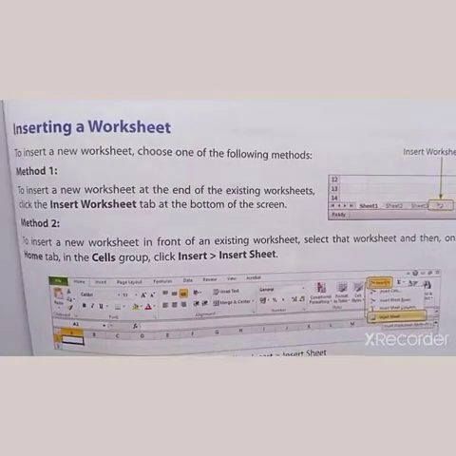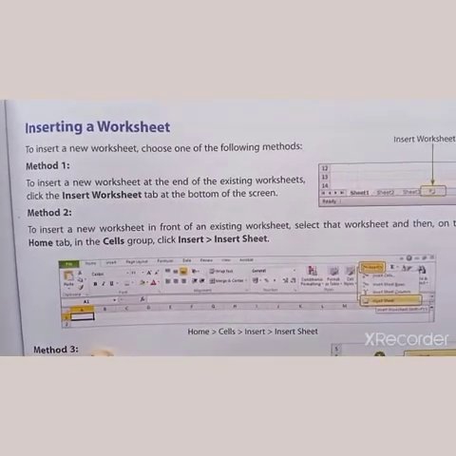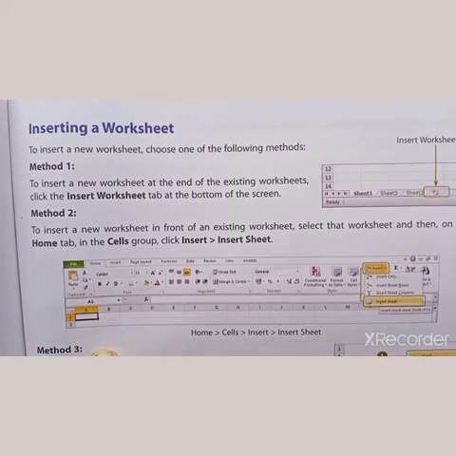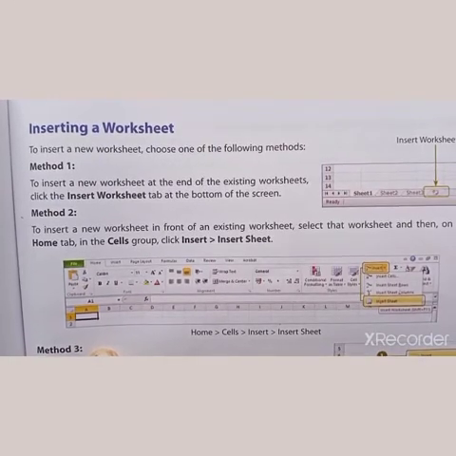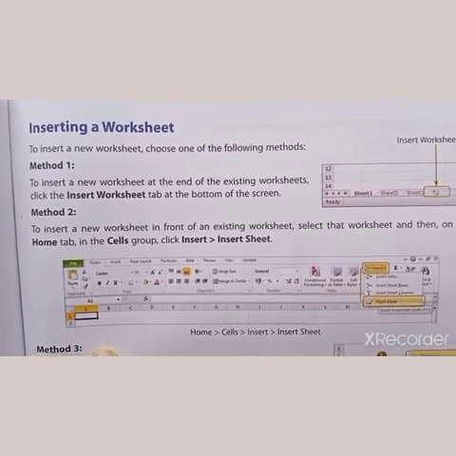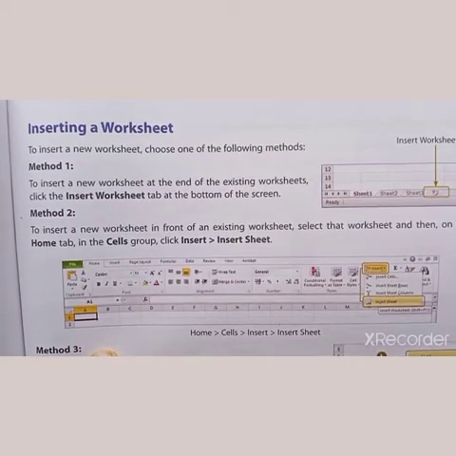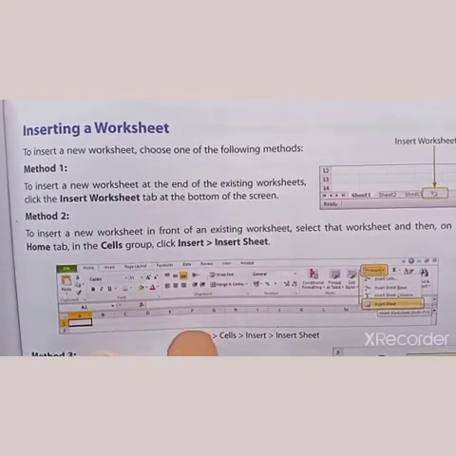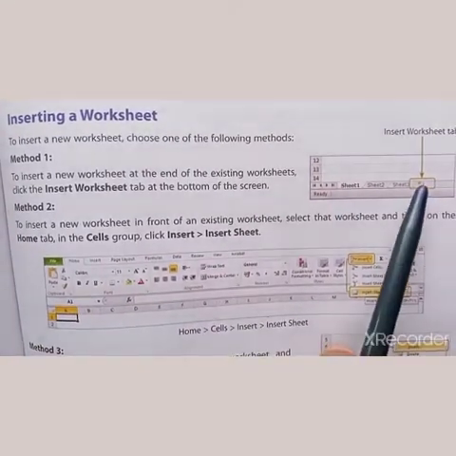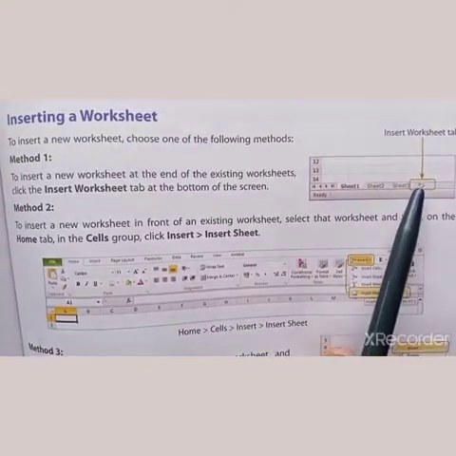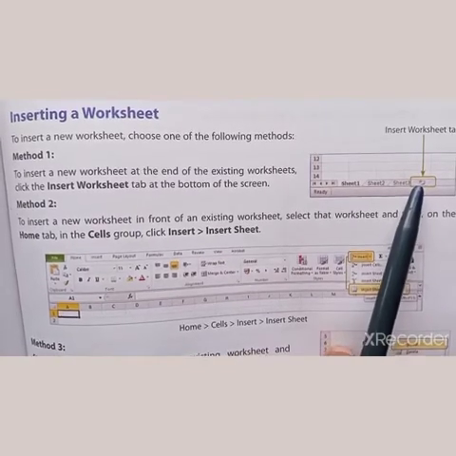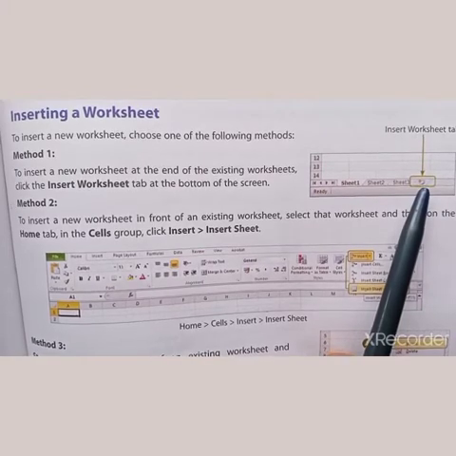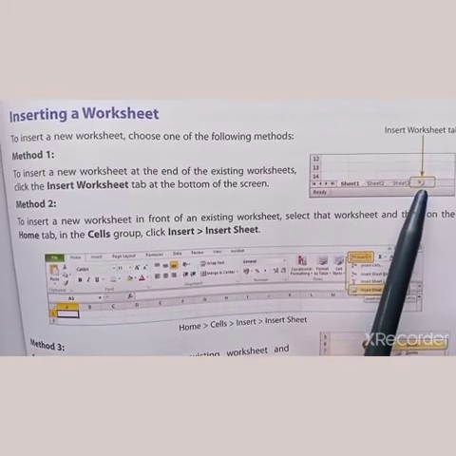Next we move on to how we can insert a worksheet. As I told you in the beginning, by default your workbook will show you only 3 sheets. But if you wish, you can add more sheets. The very first method to insert new worksheets is that you click at the end of the last sheet. As soon as you click on this Insert Worksheet tab, you will get a new sheet opened up.